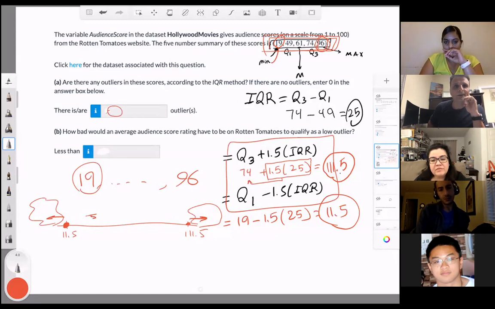So what about part B? How bad would an average audience score be to be a low outlier? So this should be 11.5.